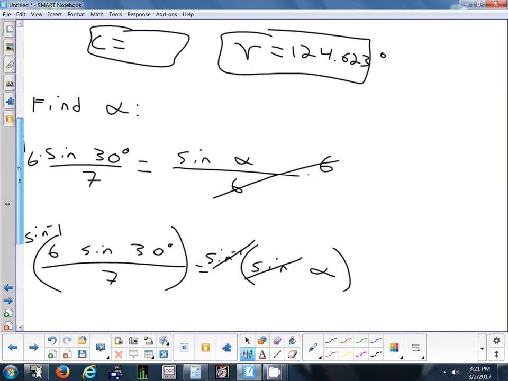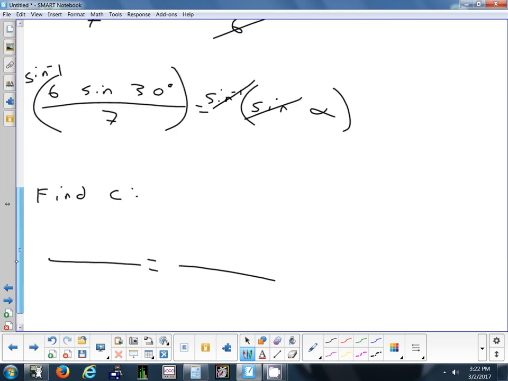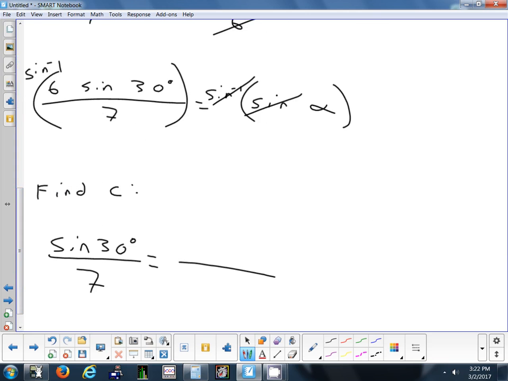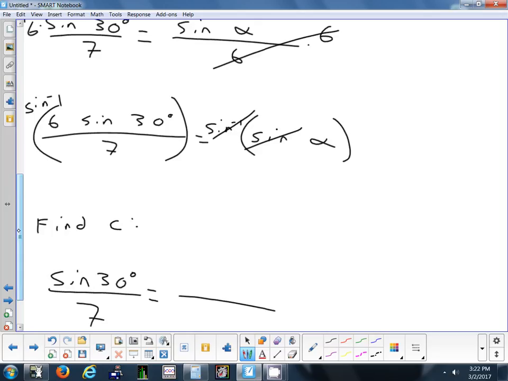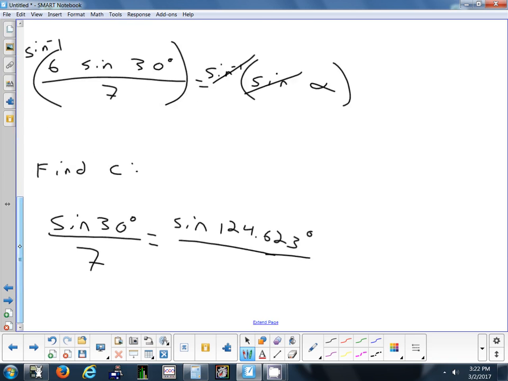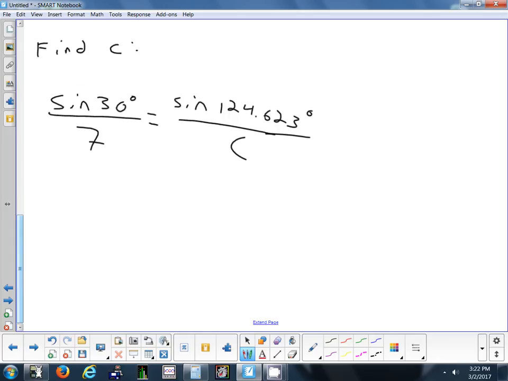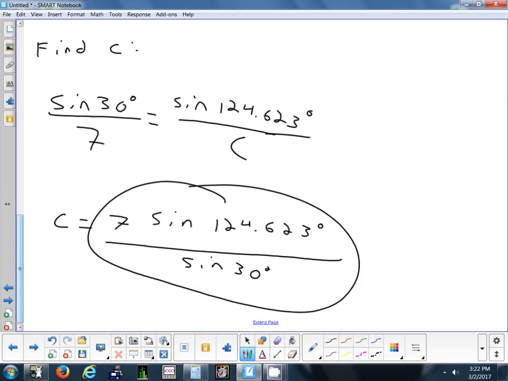How would my law of sines be set up to find C? Sine 30 over 7. Yep, definitely going to start with that. And sine 124.623 over gamma, or C. Same thing we did last time, cross multiply. We get C equals 7 times the sine of 124.623 divided by sine 30. Now just type all that in, and that is your answer for C.